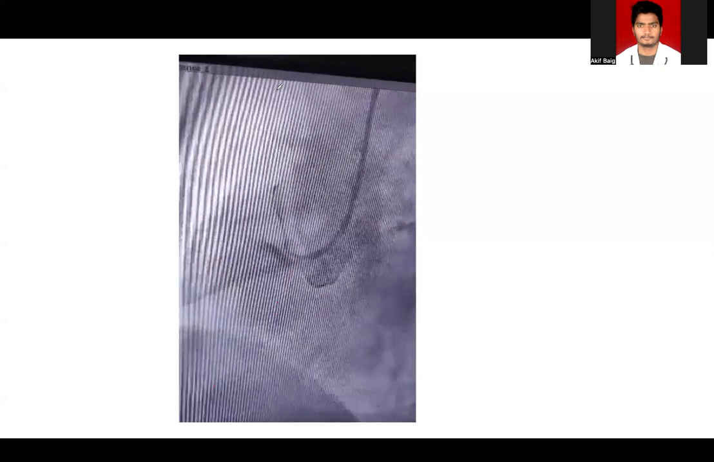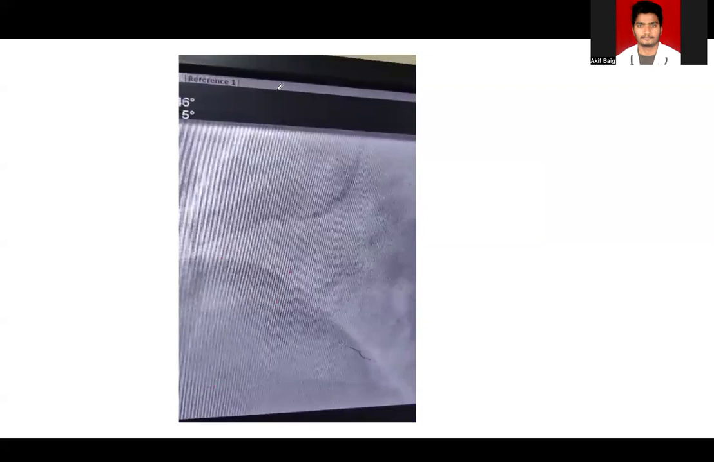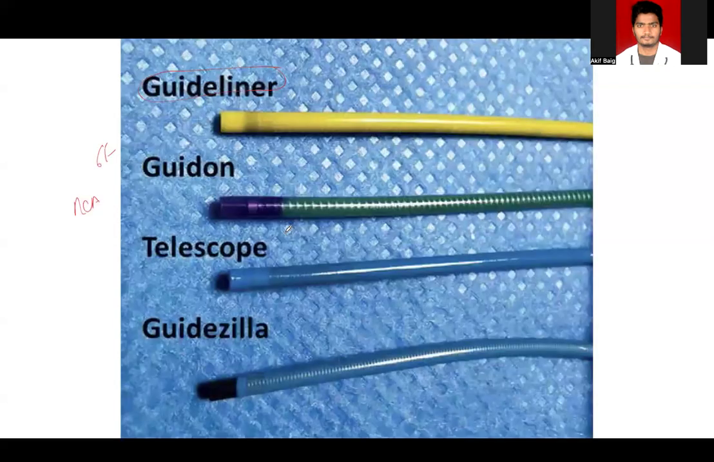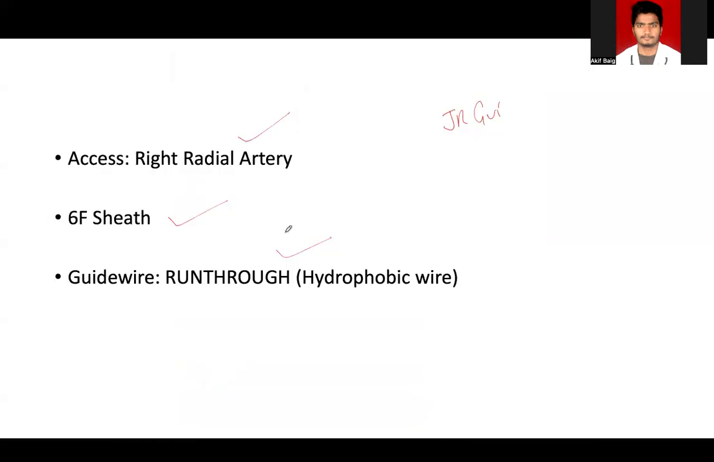So you can see again here we have taken the support of the guide liner, the small portion which you can see here, a bulb-like thing. This is the guide liner here. So after the guide liner, the wire was crossed. The wire used was Runthrough, which is a hydrophilic wire. That means it is not very stiff and there are much fewer chances of perforation in this patient.